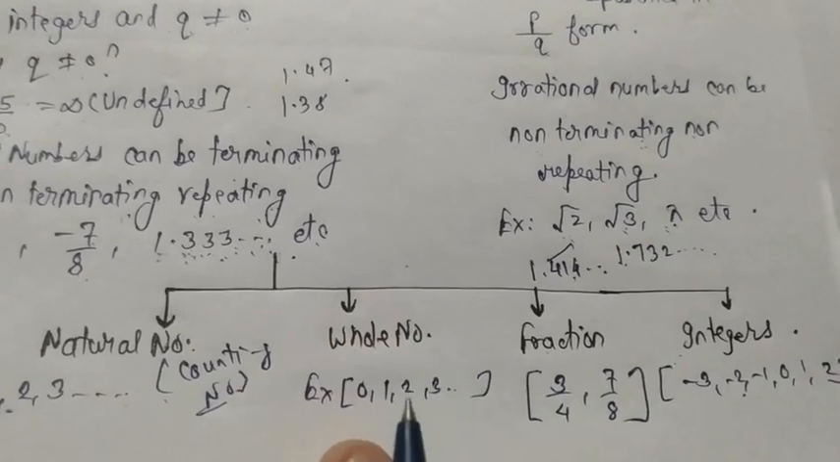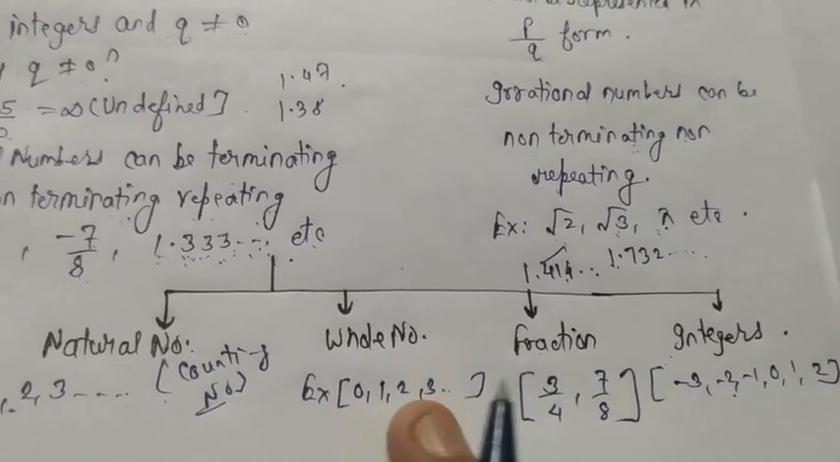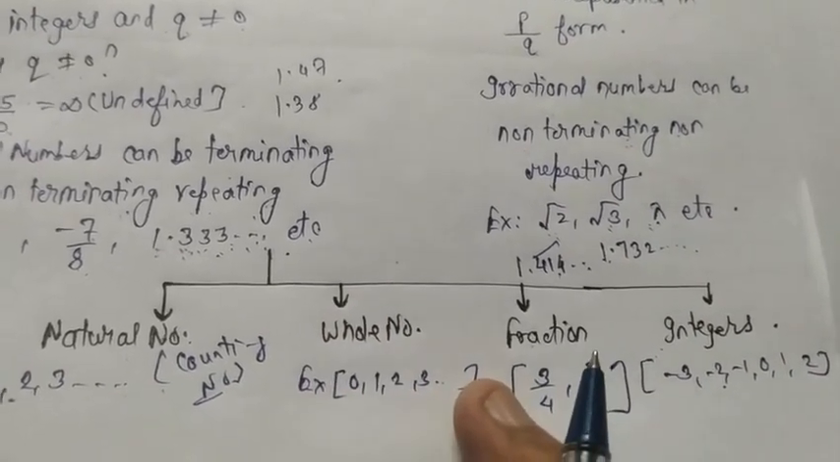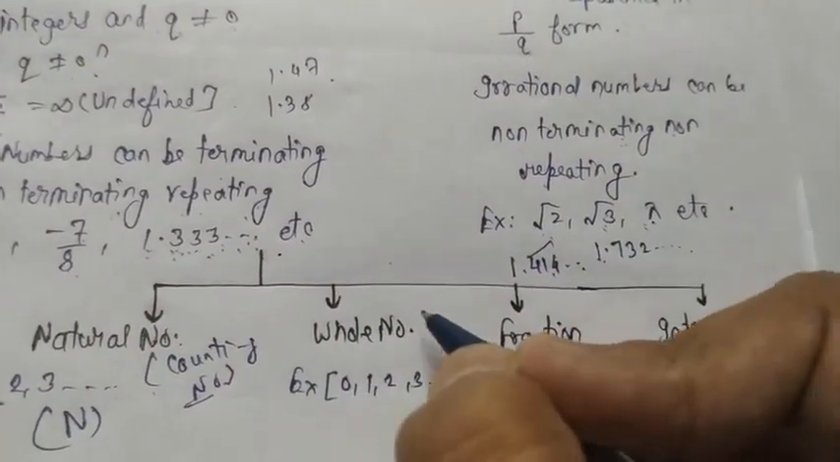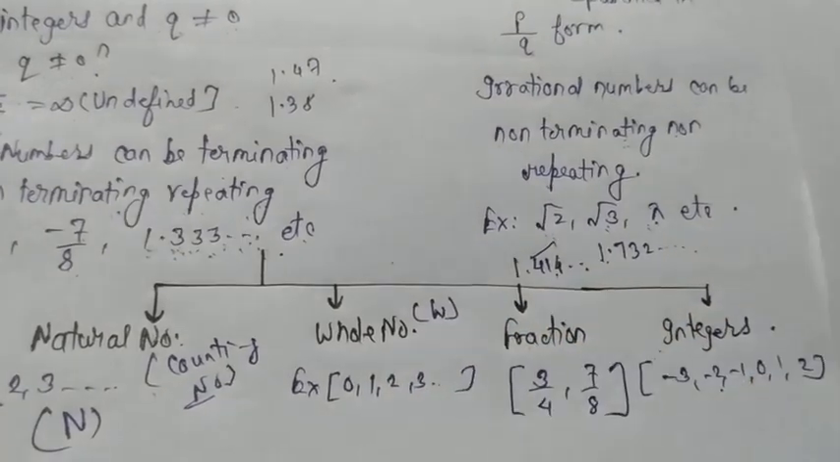Now, whole number. Natural numbers start from 1, but whole numbers start from 0. So whole numbers can be written as 0, 1, 2, 3 up to infinity. Natural numbers can be represented by capital N, and whole numbers by capital W.